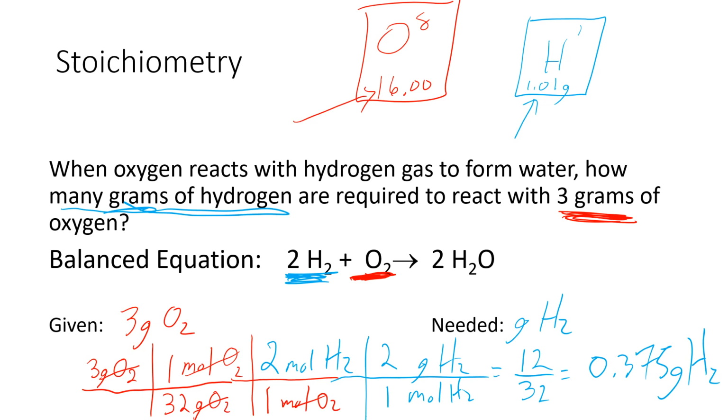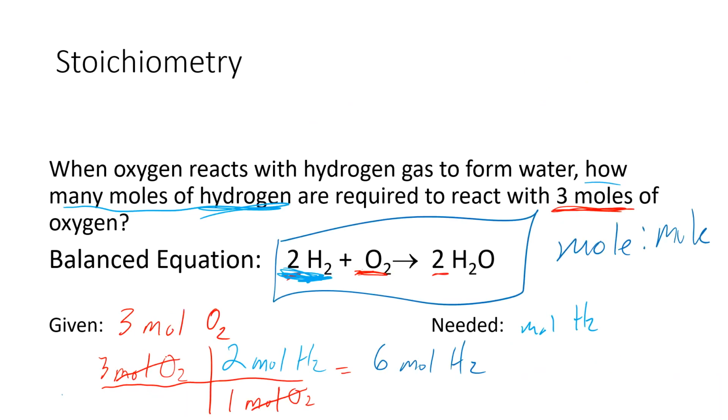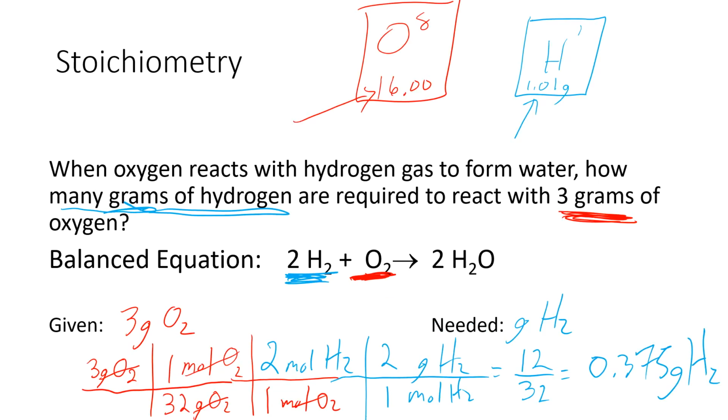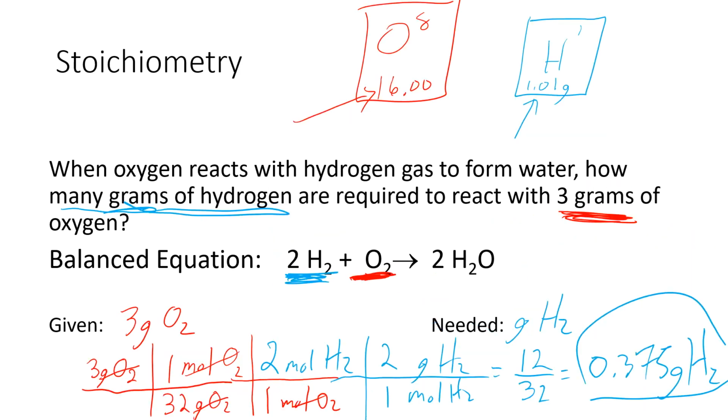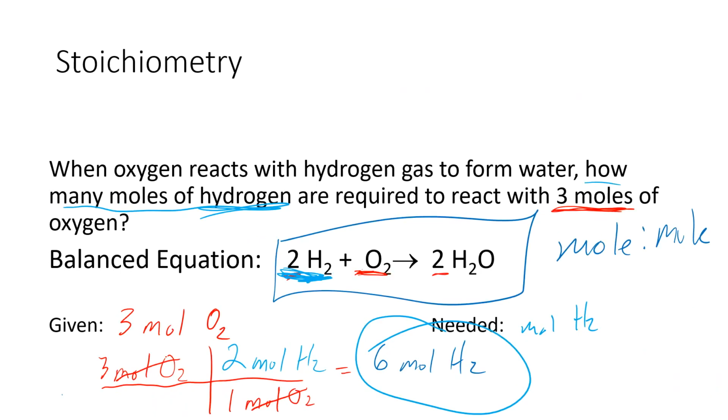So look at the difference here. When we did moles, we had 6 moles of hydrogen. And when we did grams, we actually started with the same number, 3 grams of oxygen versus 3 moles. So we got two very different answers. And you also can see it took a lot more work when we had to deal with grams and a lot less work when we just had to deal with moles.